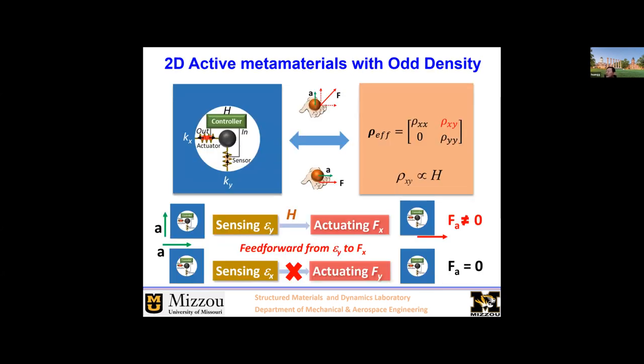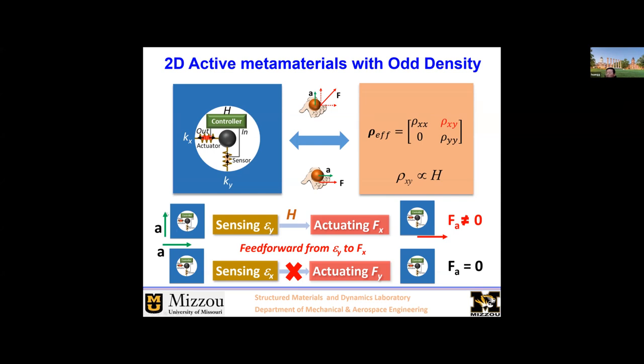Okay, maybe this is the last part. Let's quickly go through. People in metamaterials are very familiar with negative mass density. Here, we can propose another density behavior. It basically means we can sense the motion, for example along the y direction, and then use this motion to apply a force in the x direction. So, for example, if you take this unit cell and sense the strain epsilon y, then we can actuate the force along the x direction.